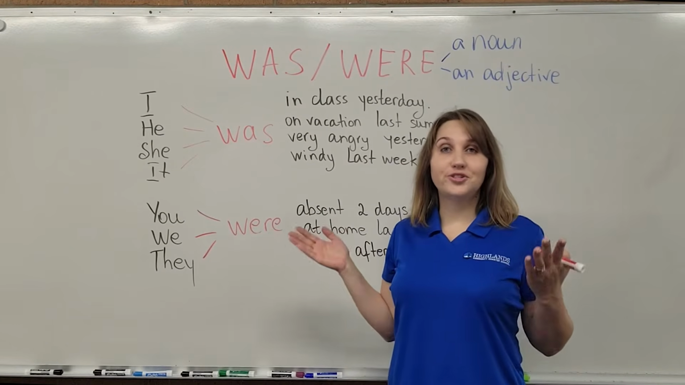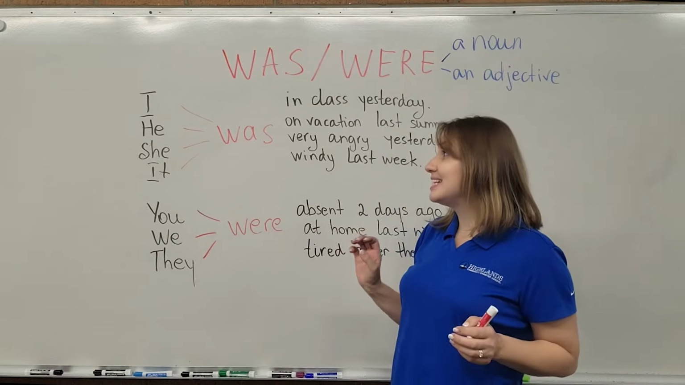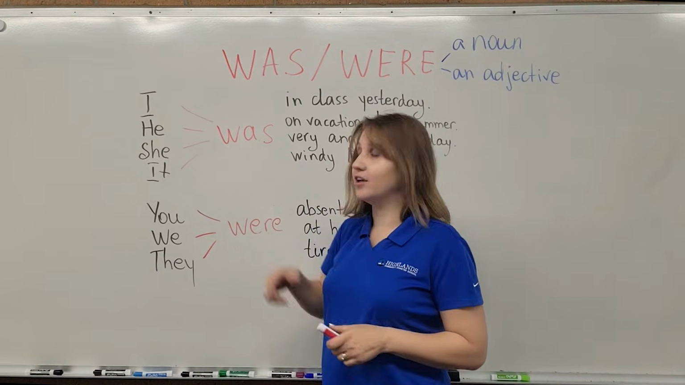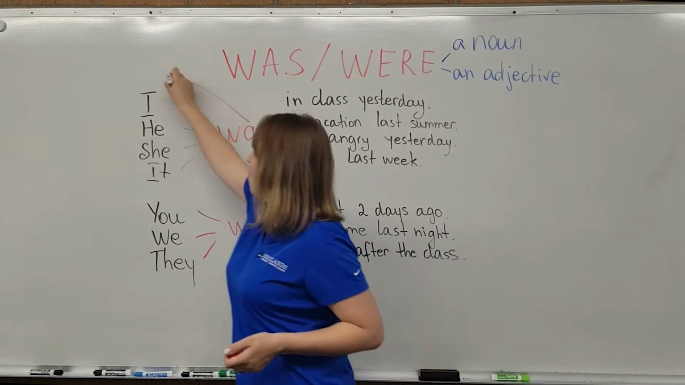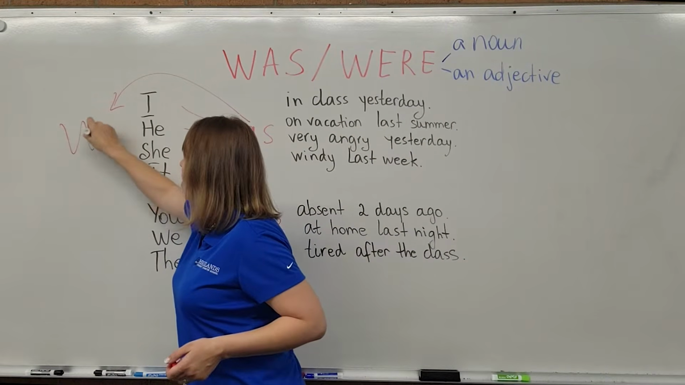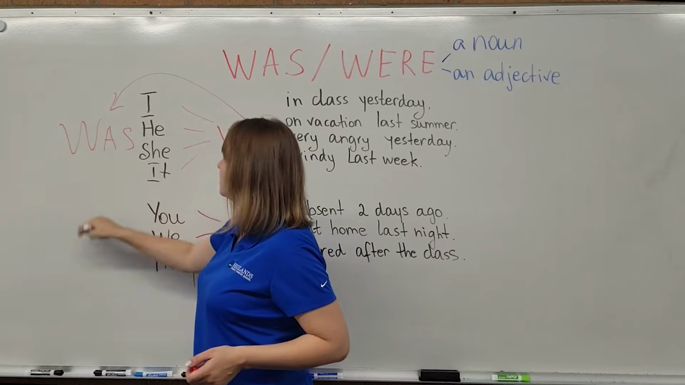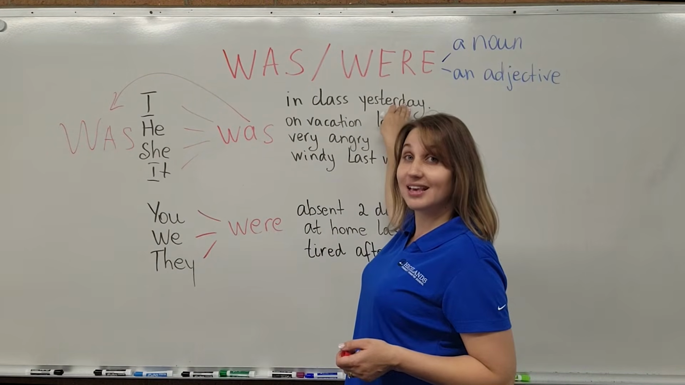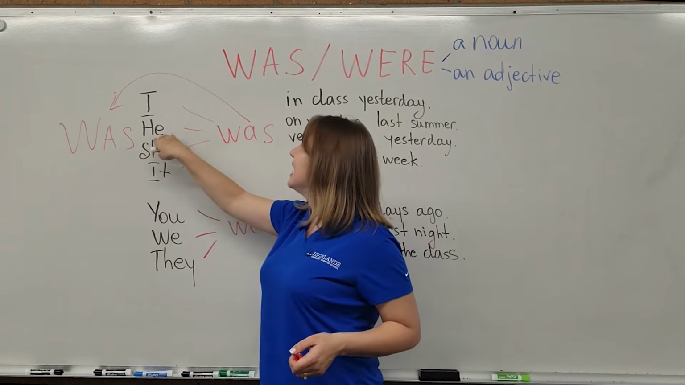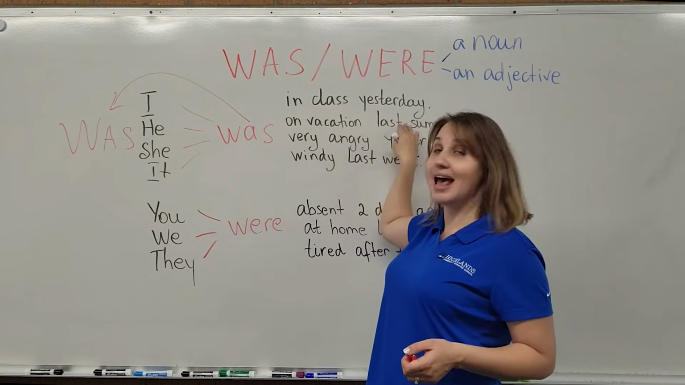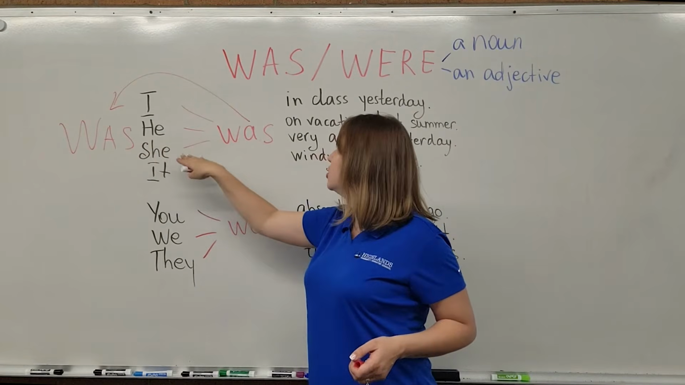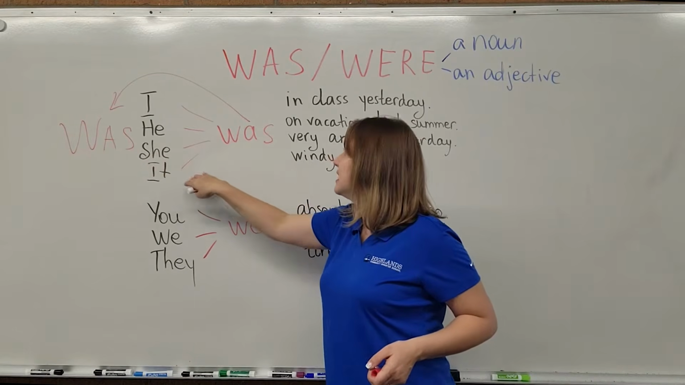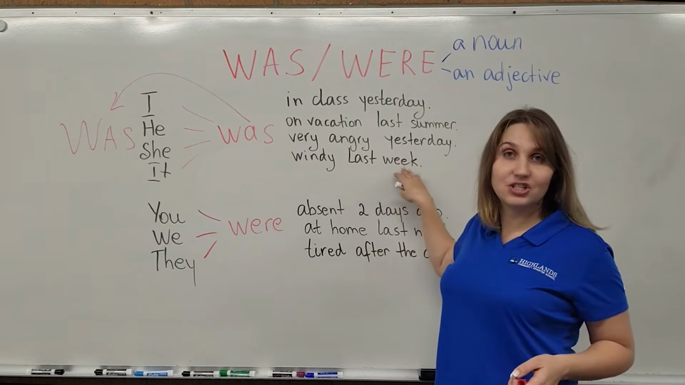And whenever you want to form the question, in this case, this part was or were will move to the front. So for example, was moves here, we put was in the front. Was I in class yesterday? That's a question. Was he on vacation last summer? Was she very angry yesterday? Was it windy last week?